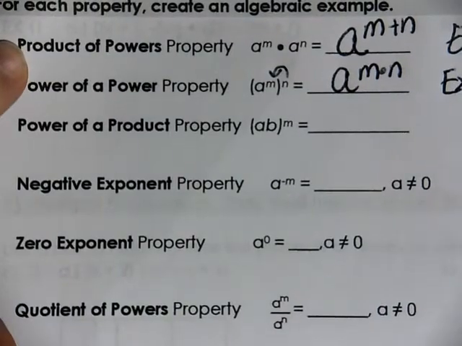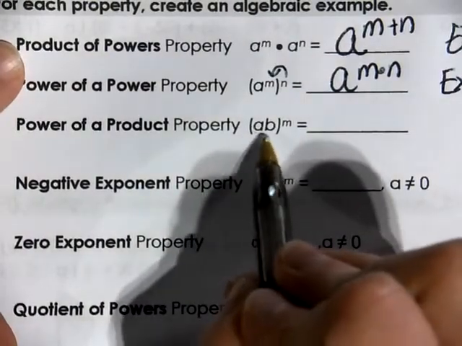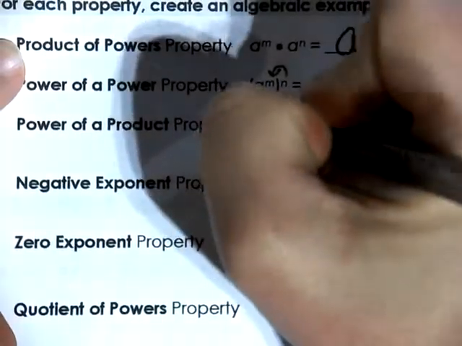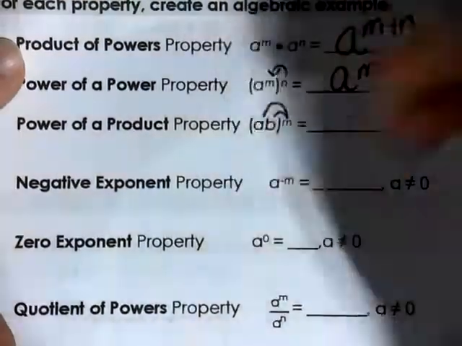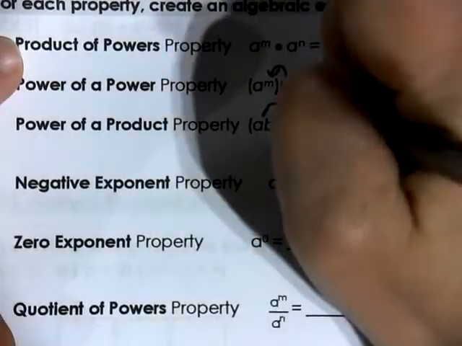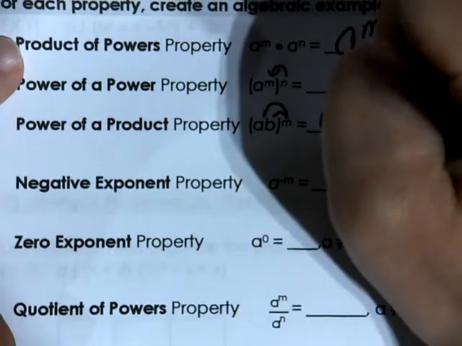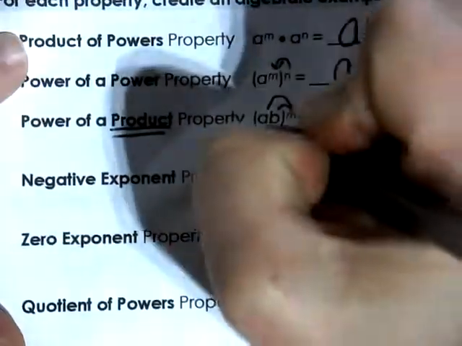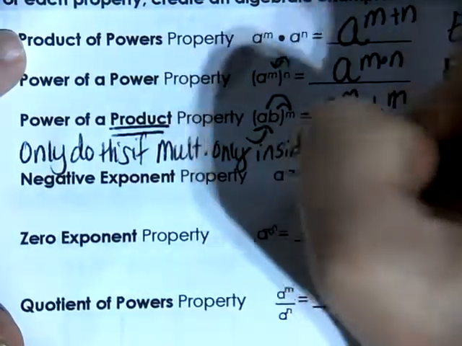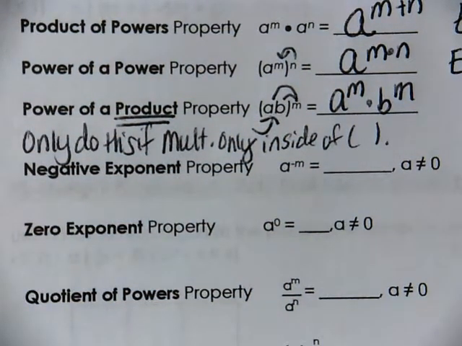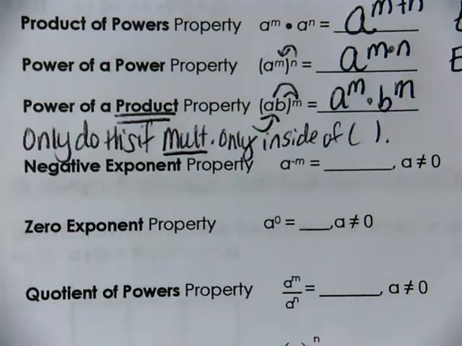Next, we have the power of a product property. The power of a product property means that if you have multiplication inside of your parentheses, you are allowed to distribute that exponent to each base. So that's going to be a to the m power times b to the m power. This is only a property that you are allowed to use if the main operation inside is multiplication. If there's addition inside of the parentheses, you are not allowed to distribute the exponent. Only if there's multiplication as the main operation inside of the parentheses.